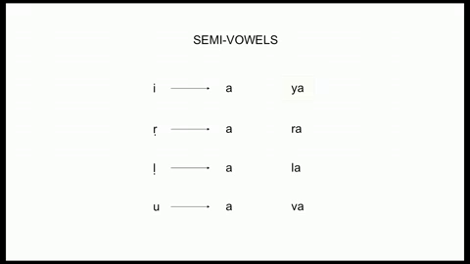So the semivowels are ya, ra, la, va. Very easy to pronounce.